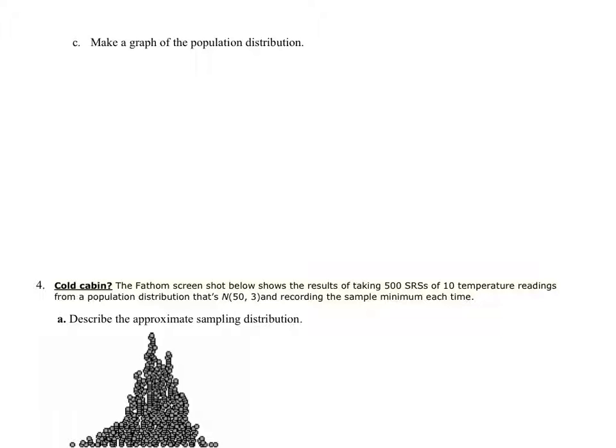So we're going to make a graph of the population distribution. In this case, the population distribution is talking about the height of the 16-year-old females. Because it's the population distribution, remember that we're talking about each individual, so that's a histogram. If we were asked to make a graph of the sampling distribution, then we would make a normal curve. But because this is a population distribution, we're talking about the individuals, so we're going to make a histogram.